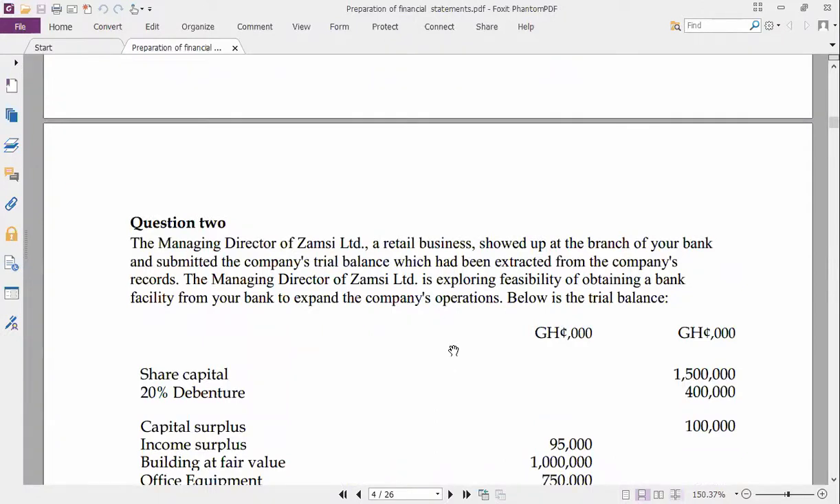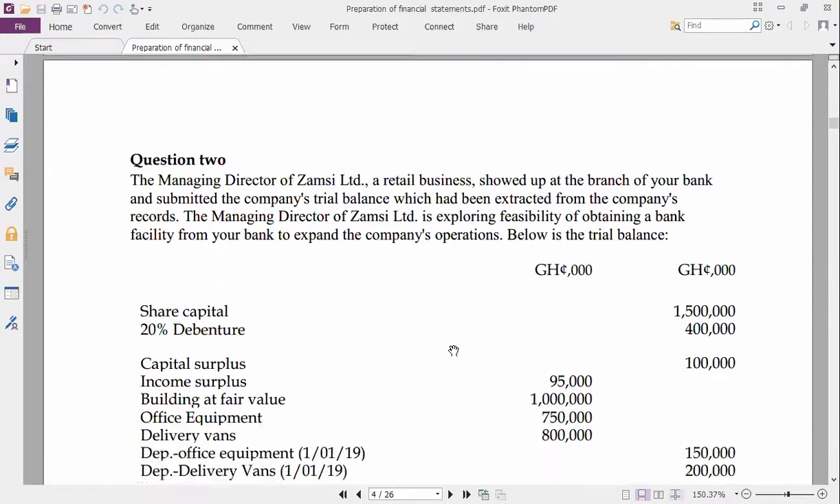So, question 2. The managing director of Zamzi Limited, a retail business, showed up at a branch of your bank and submitted company's trial balance, which had been extracted from the company's records. The managing director of Zamzi Limited is exploring feasibility of obtaining a bank facility from your bank to expand the company's operation. Below is the trial balance. I'll not scan now. I'll go to the footnote first.